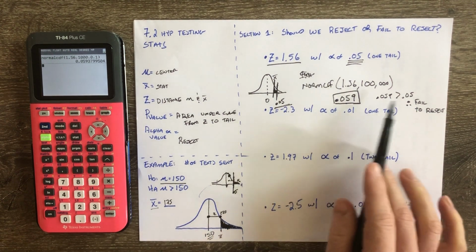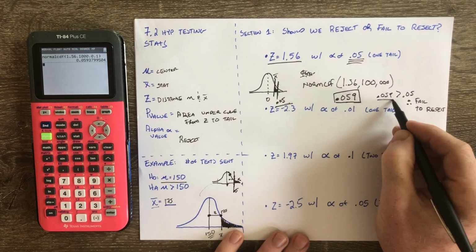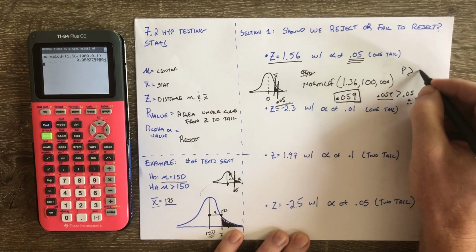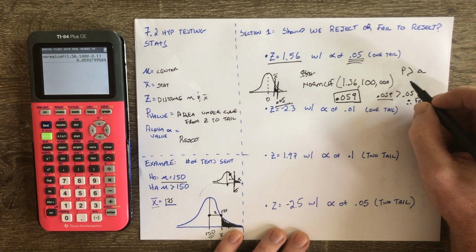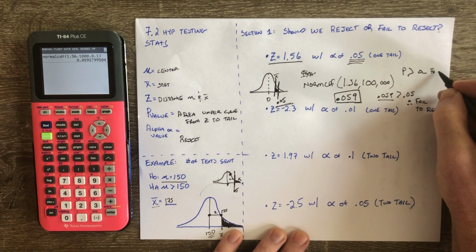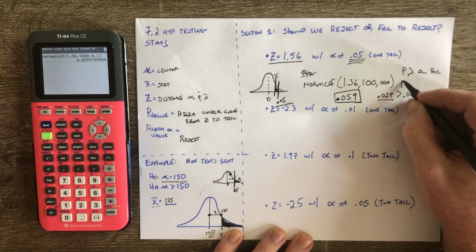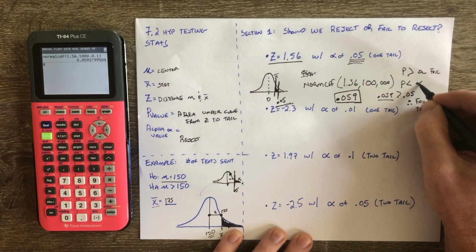Okay, so if your p-value, that's what we just found, is bigger than the alpha, we fail to reject. If your p-value is less than your alpha, then we reject.